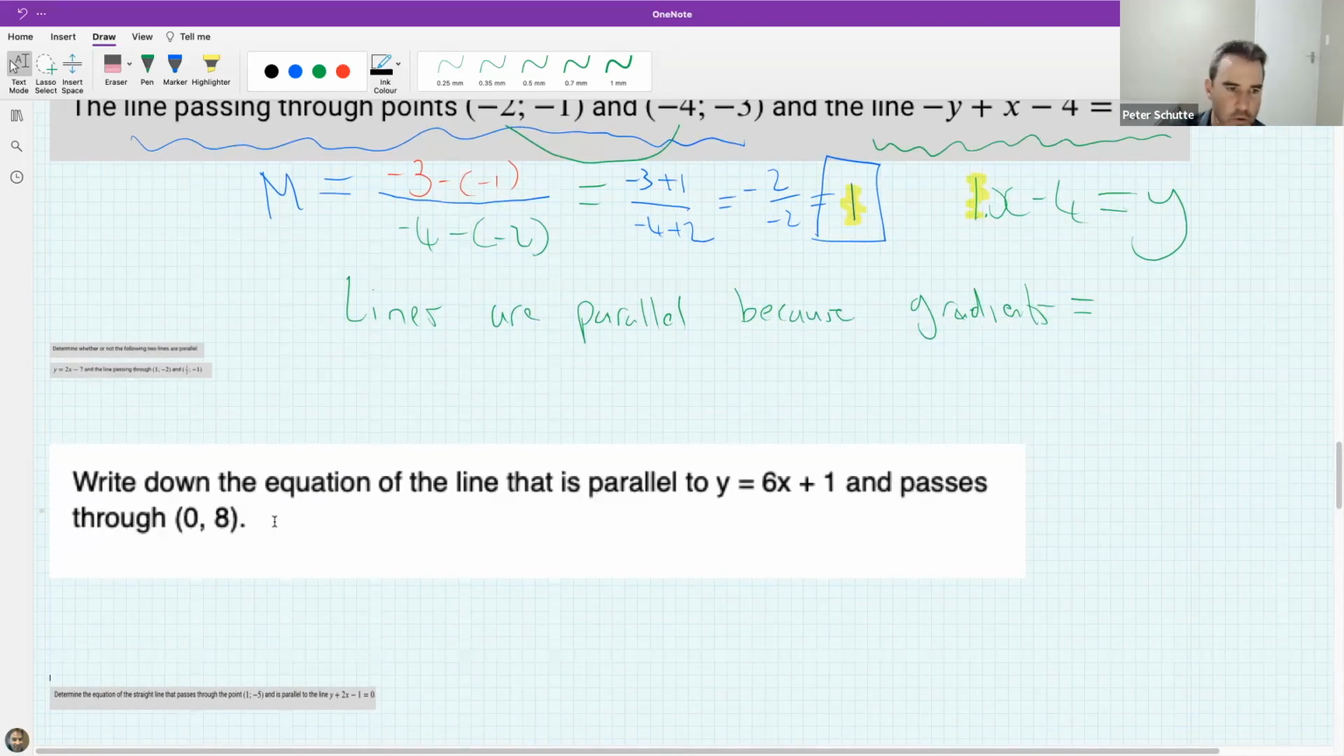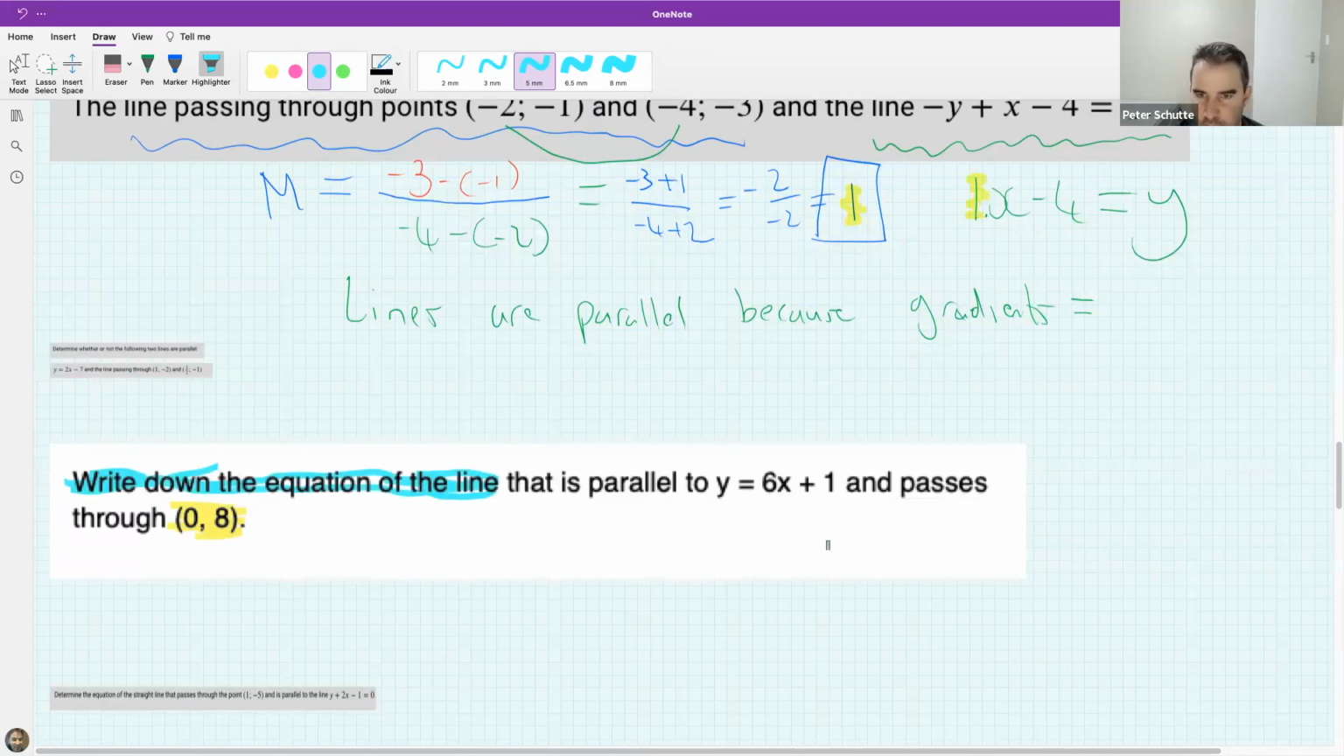Okay, so the previous question, in this case, we're only given this point. One coordinate, yes. We're not writing whether it's parallel. Yes, they say that it is parallel. We don't have to work it out. What they want is they want us to write down the equation of the line that is parallel to this line and passes through the point 0, 8.